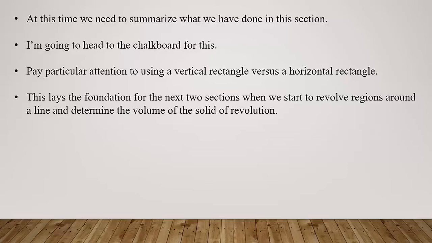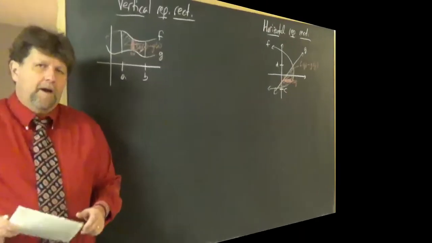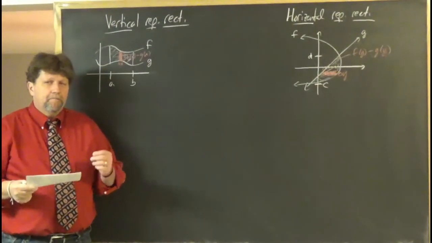In the next two sections, we're not going to find the area. We're going to take these regions and revolve them around a vertical line or a horizontal line to produce what's called a solid of revolution, and we're going to find the volume of that solid. So everything we're doing in this section is laying the foundation for the next two sections. With that said, let me head off to the chalkboard to do the review for everything we've done in this section. All right, folks, here's a quick summary of what we've done in this section.